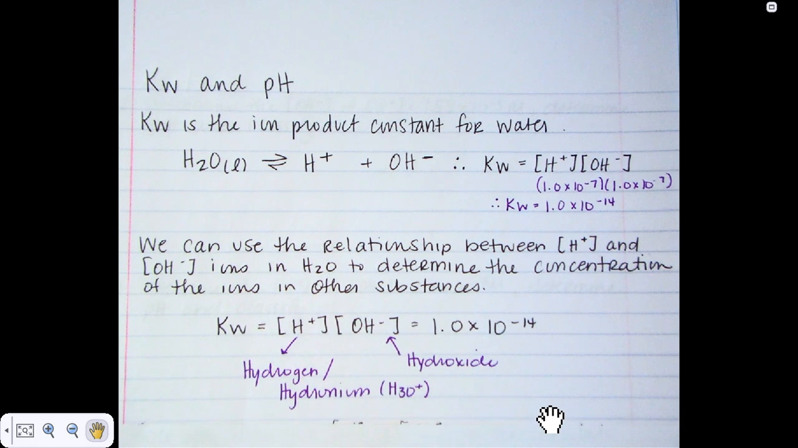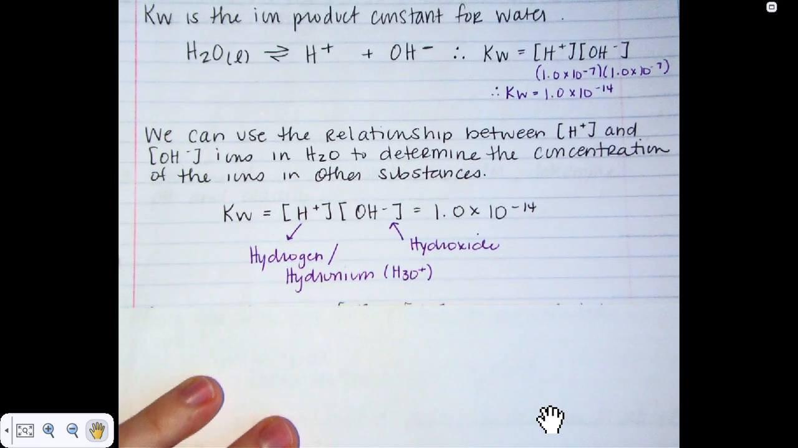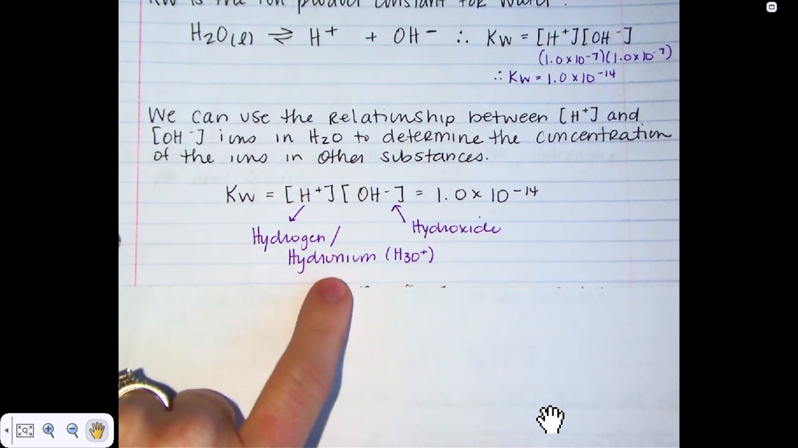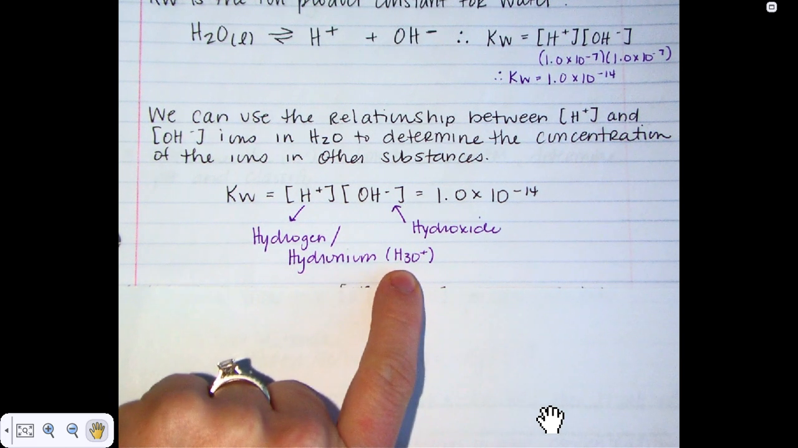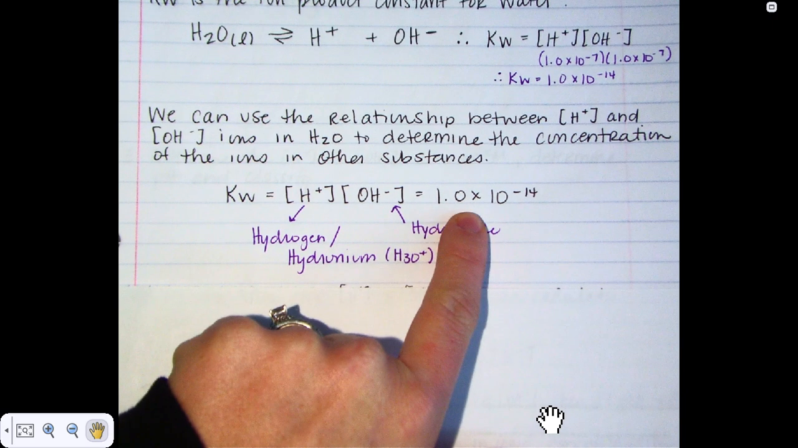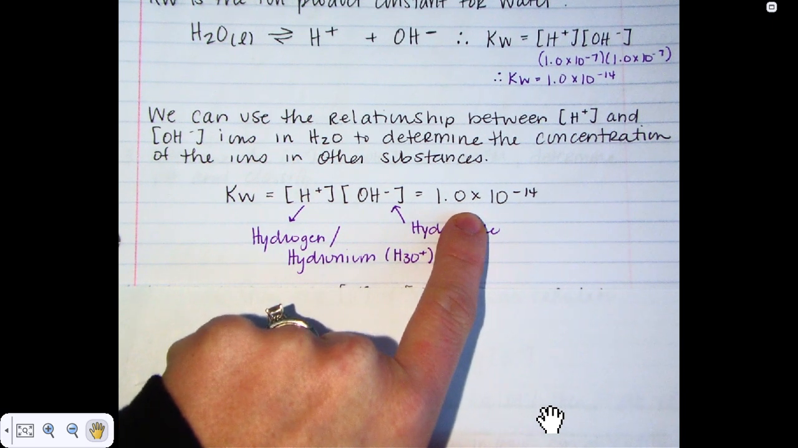So just a little bit more of a breakdown of that formula. Kw equals the hydrogen ion concentration. You will sometimes see this interspersed with hydronium. Notice that hydronium, H3O plus, think about it as a water with an additional hydrogen. So really we're just seeing the hydrogen ion there. So the hydrogen and the hydroxide, and those two equal this constant value of 1.0 times 10 to the minus 14.